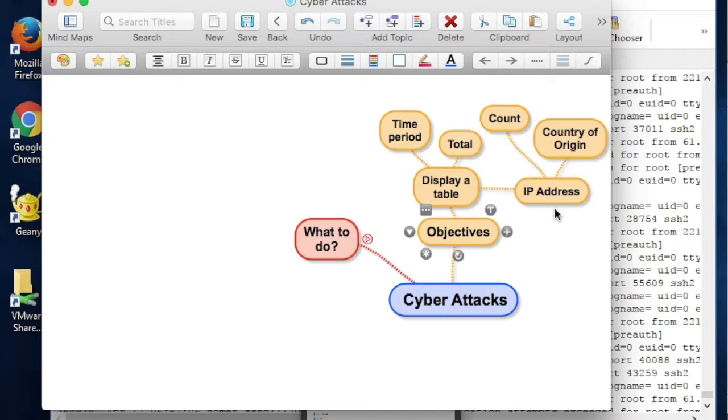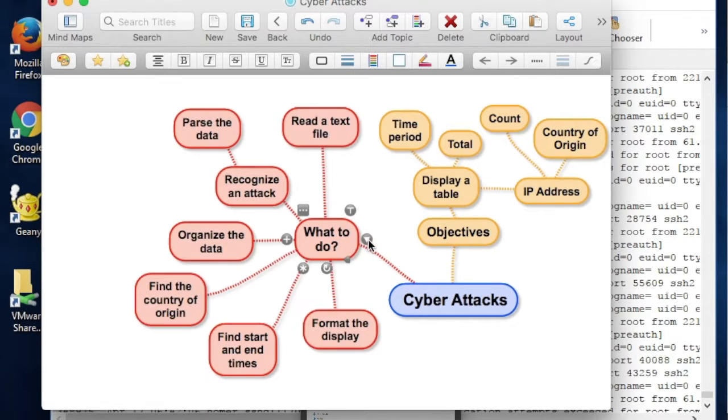So there are more than one IP addresses involved. I want to identify all this information. Okay, so now I know where I want to go. The next question is, what do I need to do in my program to make this happen?